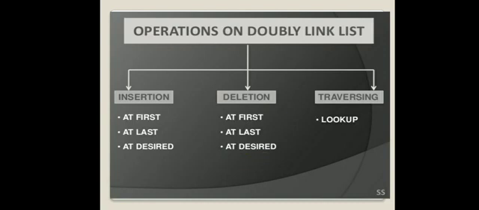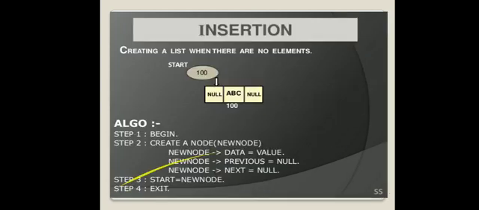So let us see next the operations on doubly linked list. There are three operations that can be performed on doubly linked list: insertion, deletion and traversing. In insertion, we can insert a new node at the first, at the last and at a given position. Next, deletion: we can delete a node in a linked list at the first, at the last and at a given position. Traversing is nothing but visiting each node exactly once in a linked list.